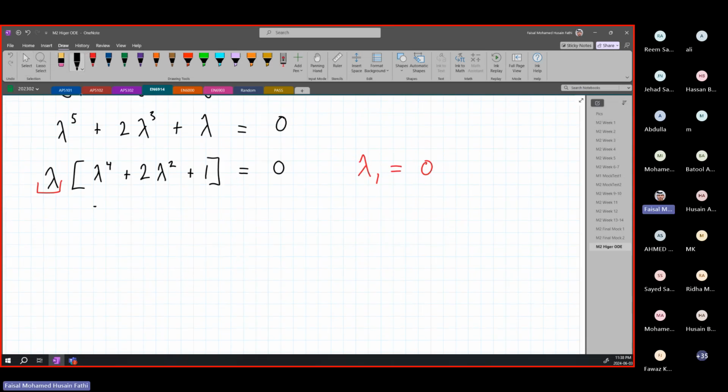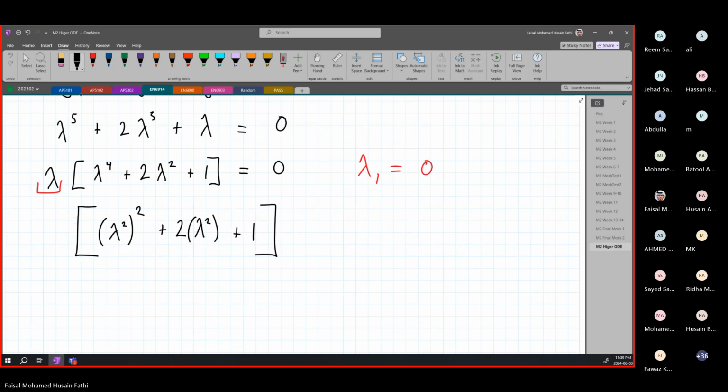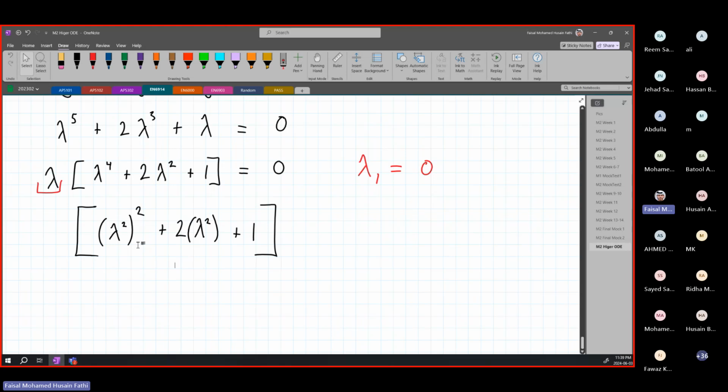Here we have lambda squared plus 2 lambda plus 1. An easier way to understand this, all I did was, this is power 4, right? Which is power 2 times 2. And this is power 2, which is power 2 times 1. All right? As if this is power 1. What I usually say is I write let u equal lambda squared to simplify how this process looks.